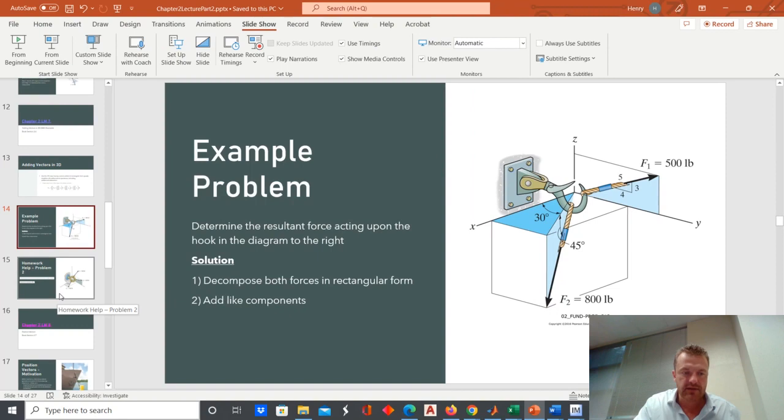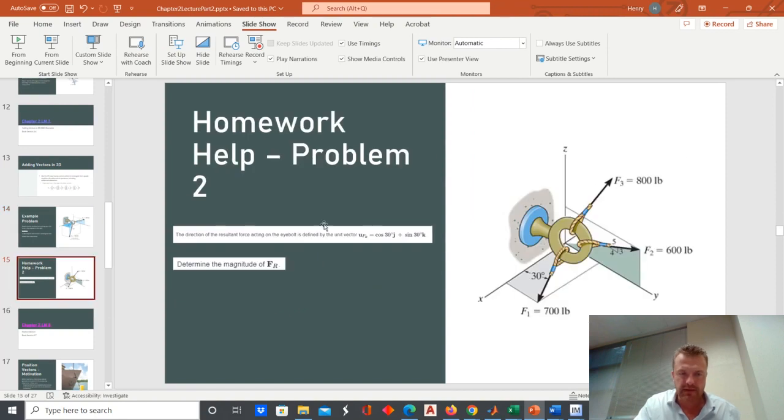On the homework, I'm going to ask you to do a problem that looks like what I'm showing here, where you have 3 different forces acting upon an eye bolt. This is a challenge one, to determine the resultant force acting on the eye bolt if it's defined by this unit vector. Remember that a unit vector always has a magnitude of 1. So what this is really telling you is just the direction of the resultant force. So you want to see if you can find the magnitude of the resultant force.